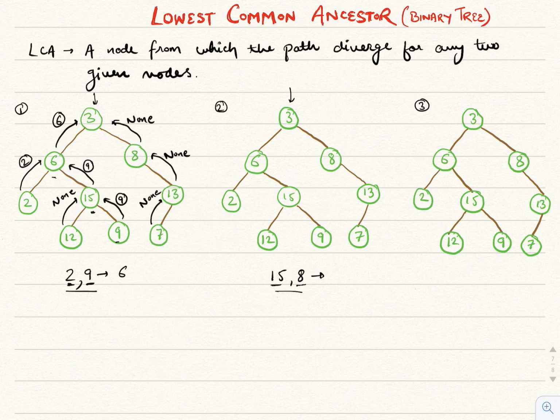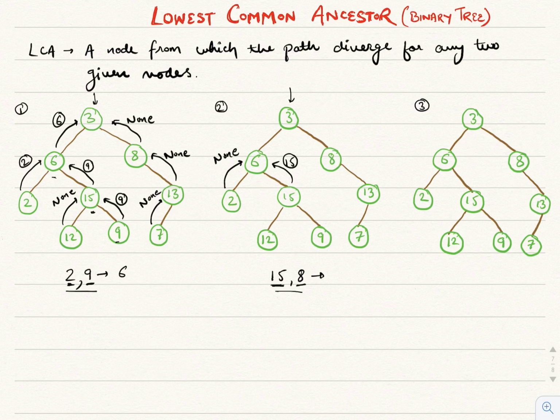We'll go to the left side of the 6, which will be 2, which is still not equal to either 15 or 8. So as this is also a leaf node, it will return none to its parent. Then we'll explore the right side of the 6. We'll reach 15. So it is equal to one of the nodes, so it will instantly return 15 to the parent node. Now 6 will not be an LCA because the left side of it is returning none and the right side of it is returning 15.